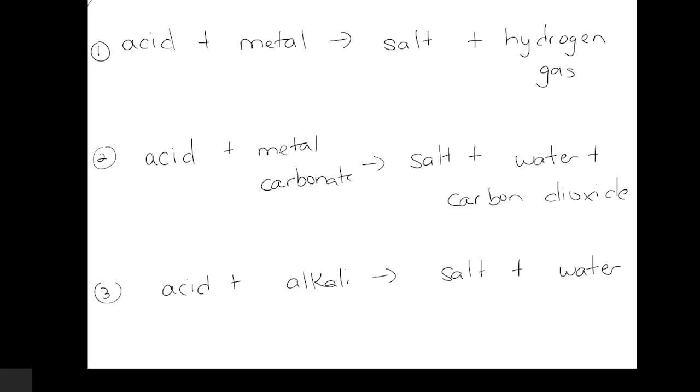To summarize, you're going to take down the three chemical reactions of acids, and later on in another video, we're going to go on to look at examples of metals, metal carbonates, and how to name salts.